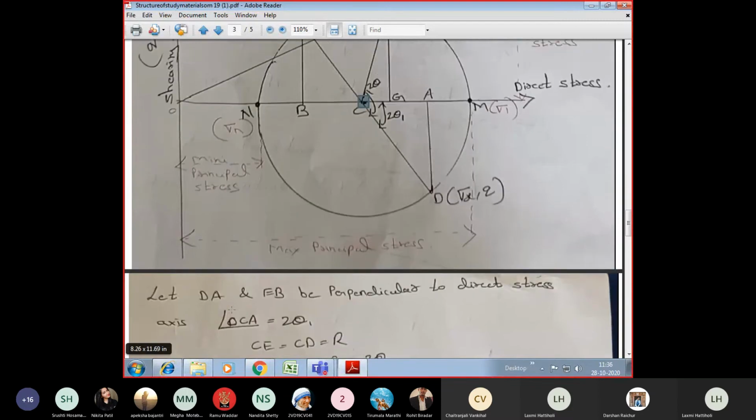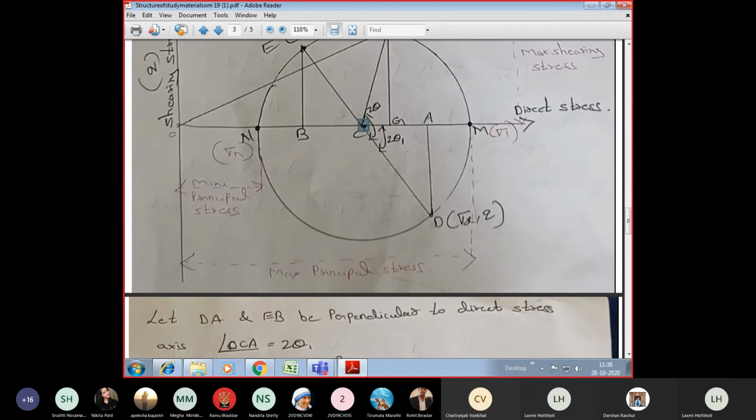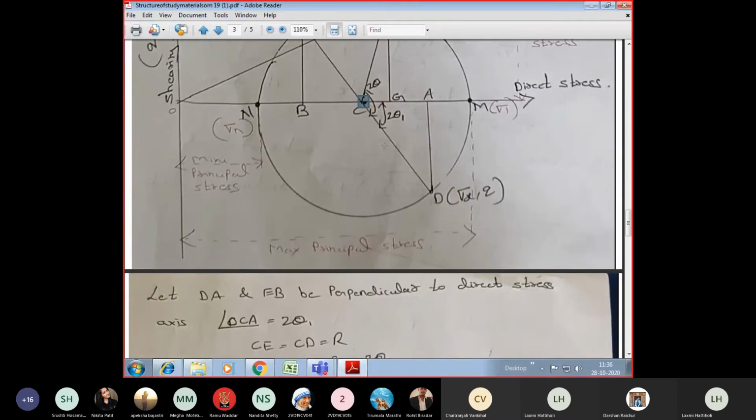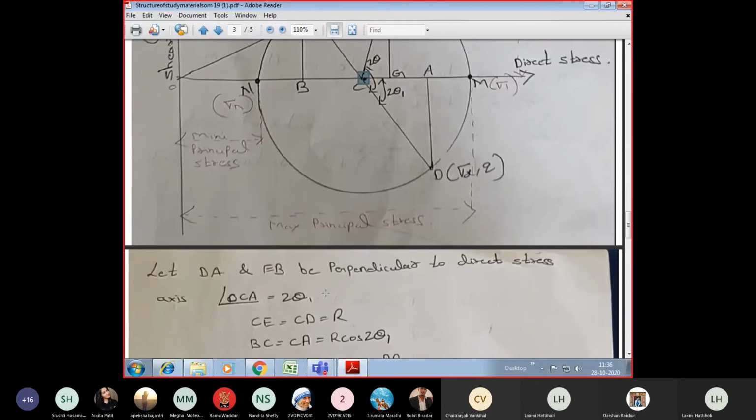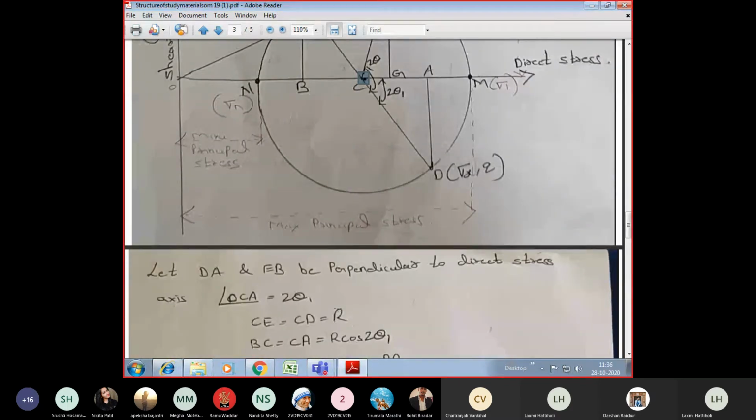Now, just see this. Let DCA be equal to 2 theta 1. Just observe this angle DCA. Is this angle clearly visible to you? Angle DCA, let it be 2 theta 1. Now, if this is 2 theta 1, CE or CD is equal to R. We know this. CD or CE is equal to R, that is the radius of the circle.